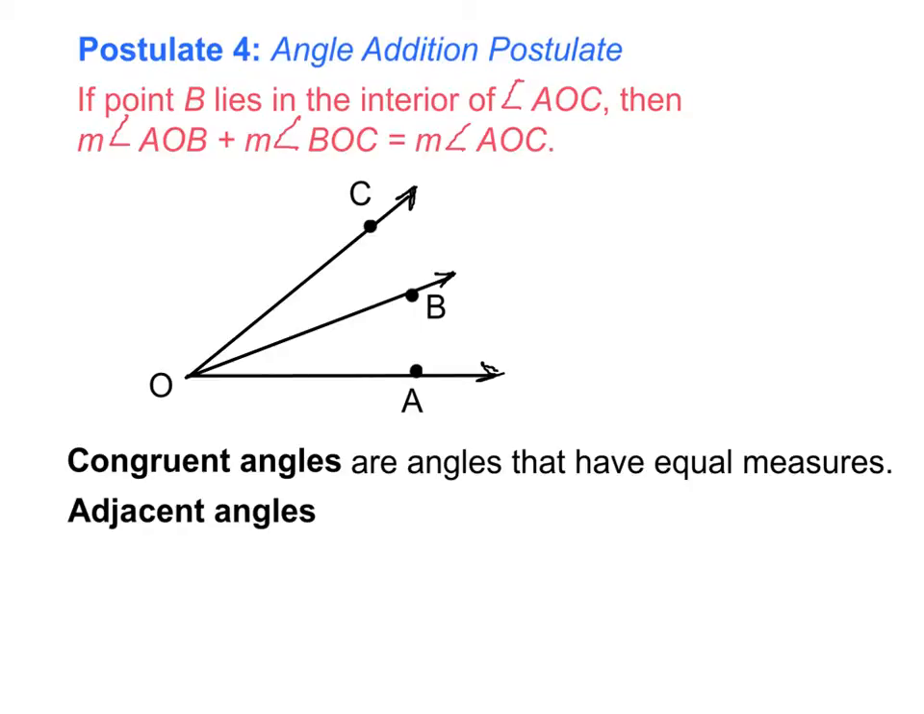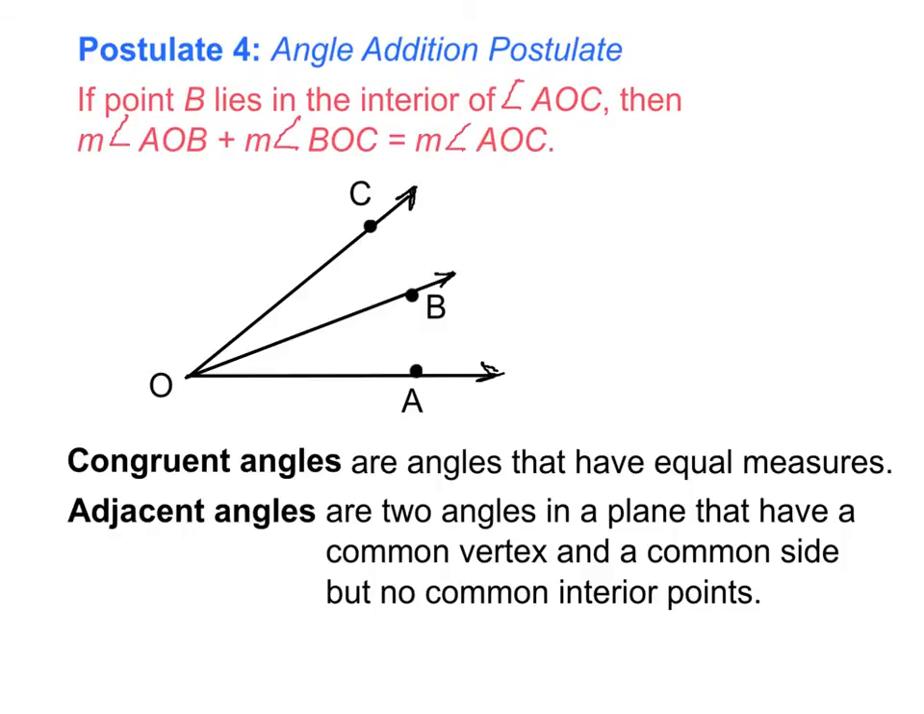Next, we have adjacent angles. These are two angles in a plane that have a common vertex and a common side, but no common interior points. Now, there's a little bit of confusion here as to what are and are not adjacent angles. So let me go to the next page and I'm going to show you examples of what is an adjacent angle and what is not an adjacent angle.